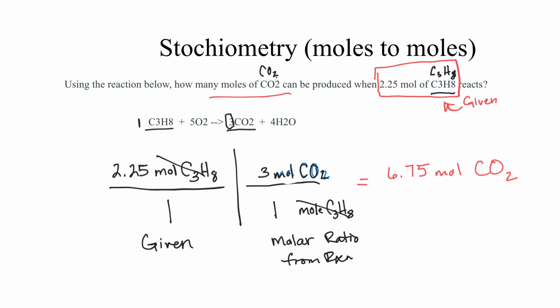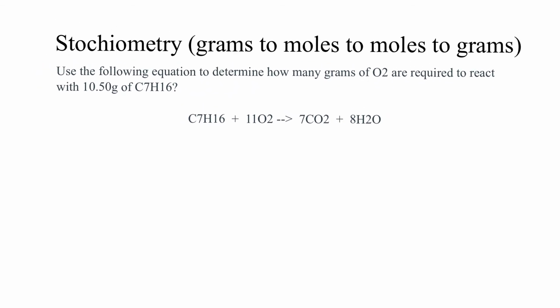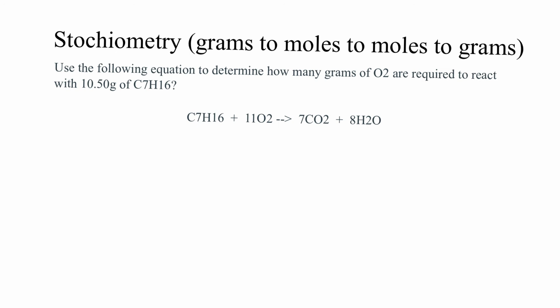Okay, let's try one more. This one's going to be a little bit different and a little bit longer, I believe. And so let's make sure that this is written out correctly because my subscripts, I typed them in right, but they didn't come out right. So this should be C7H16 plus 11 moles of O2 produces 7 moles of CO2 plus 8 moles of H2O.